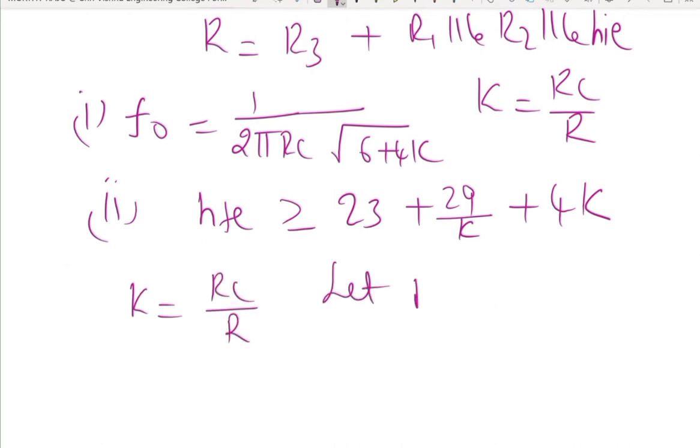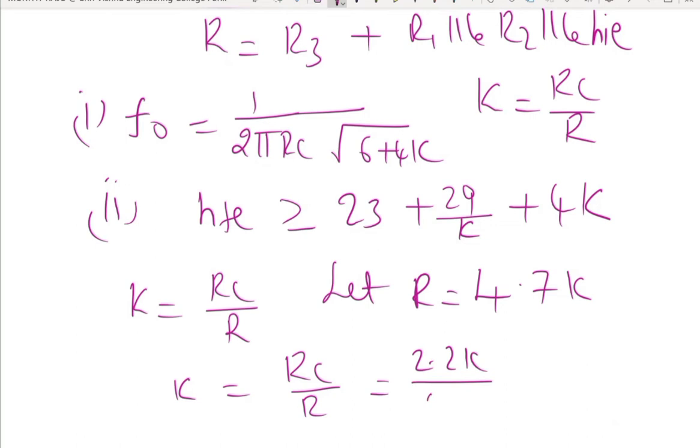Let R is equal to a known value, 4.7k. Find out K value, RC by R. Already we know the RC value. That RC value is 2.2K by 4.7K. 2.2 divided by 4.7 is equal to 0.468. This is the K value.